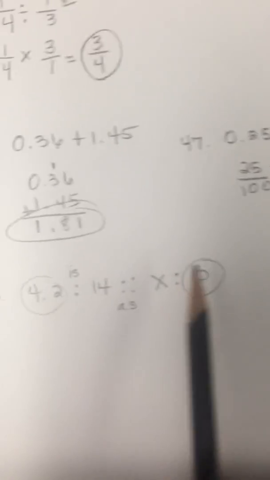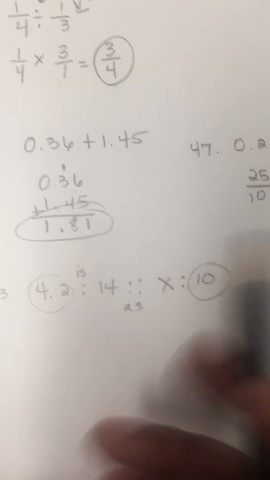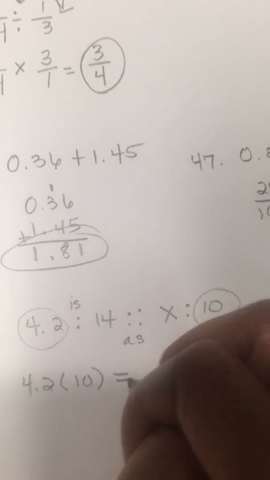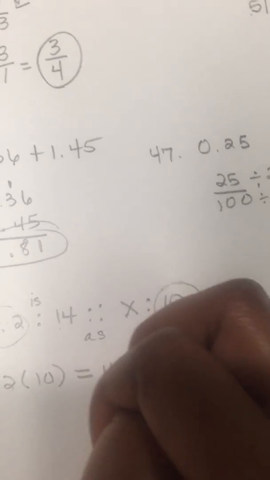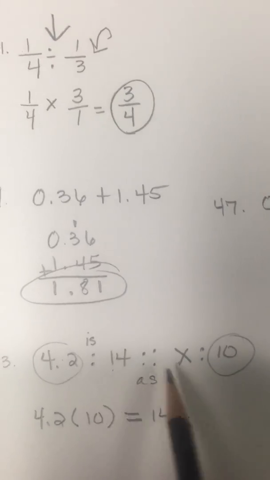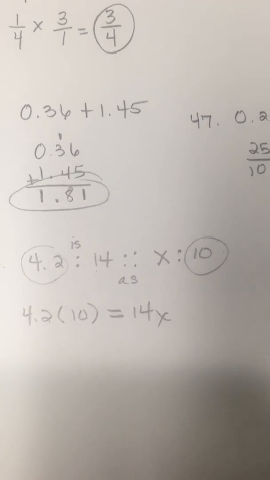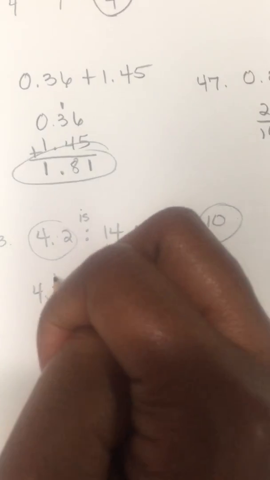I want you to multiply those two numbers on the outside. So 4.2 times 10 and 14 and x together. So the insides I want you to put together. Extremes and means. It's also in your text. I want you to multiply.